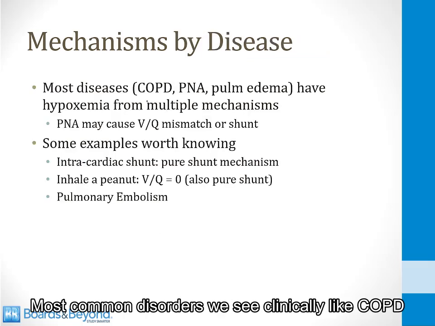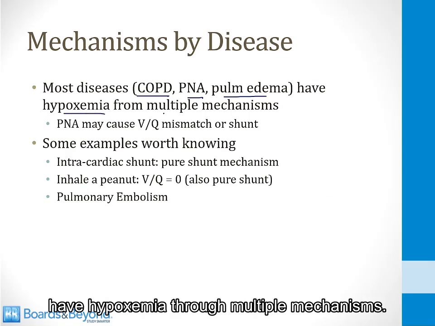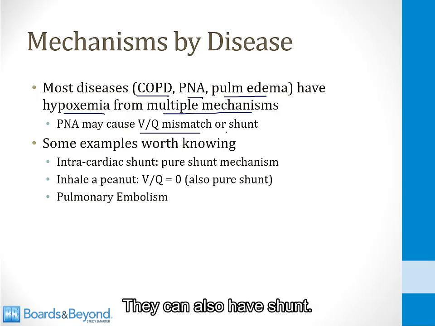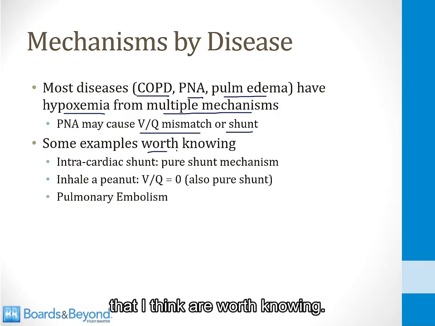Most common disorders we see clinically, like COPD and pneumonia and pulmonary edema, have hypoxemia through multiple mechanisms. For example, patients with pneumonia can have VQ mismatch, they can also have shunt, they can also hypoventilate. So you're not going to be asked on Step 1, for a patient with pneumonia, what's the mechanism of hypoxemia? There are a couple of examples that I think are worth knowing.